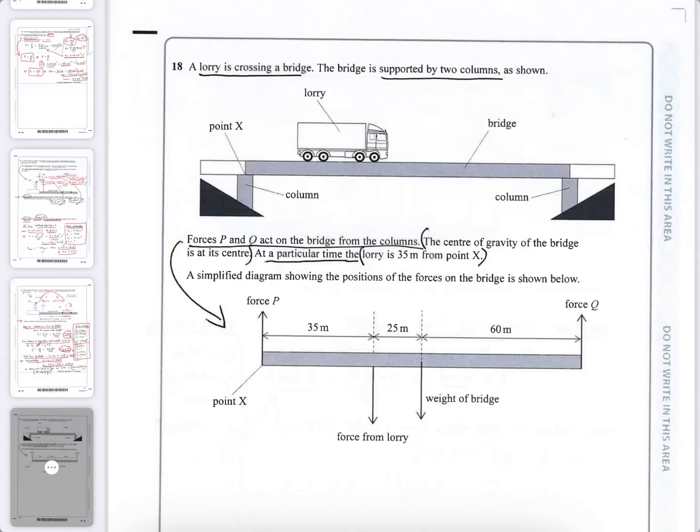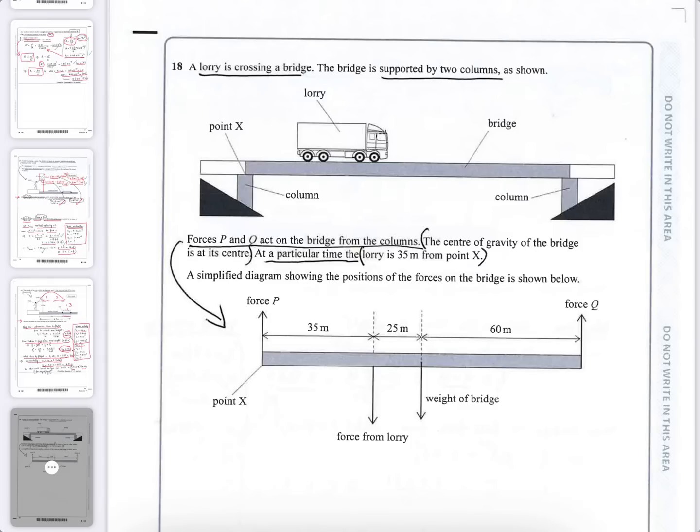Now these moments questions, if you've done GCSE or IGCSE physics, it would be in paper 2 of the IGCSE Edexcel exam, and it's not that different to the IGCSE paper 2 questions. So here you have a lorry crossing a bridge, and it's supported by 2 columns as shown in the diagram. Forces P and Q are representing the forces from the 2 columns at the ends of the bridge.